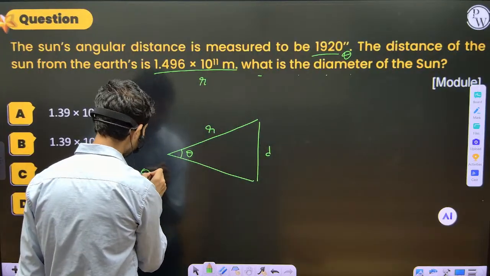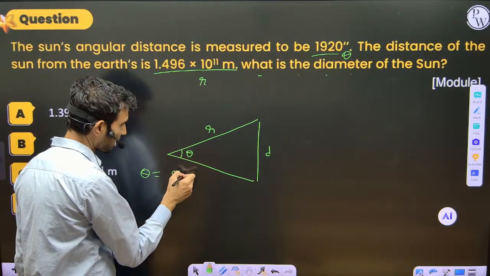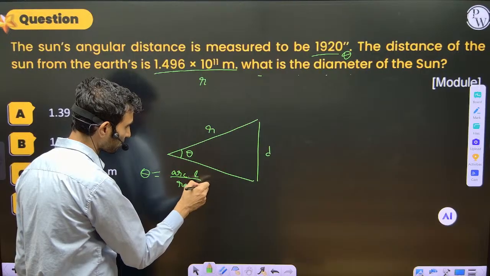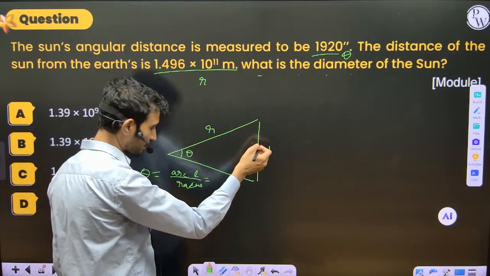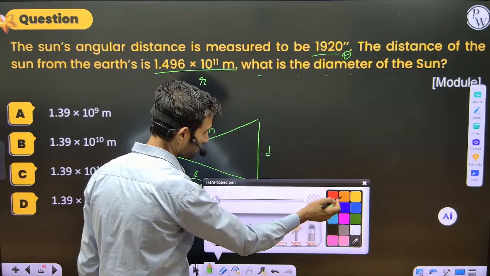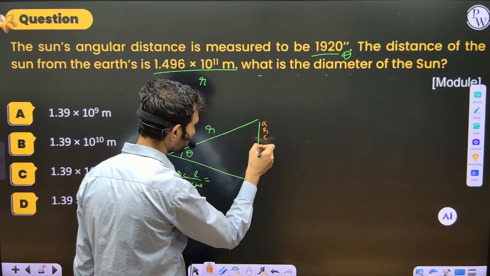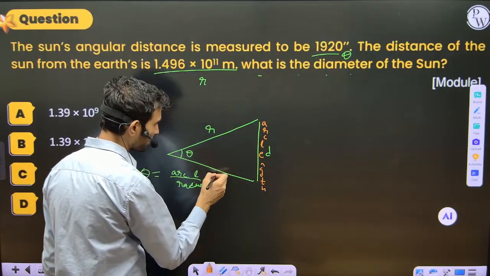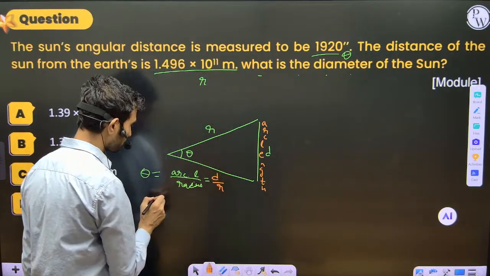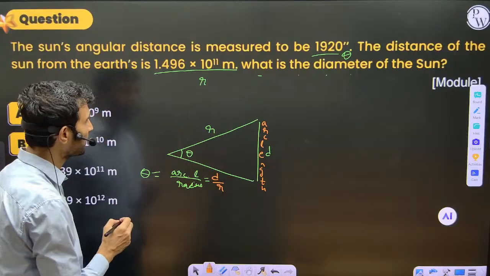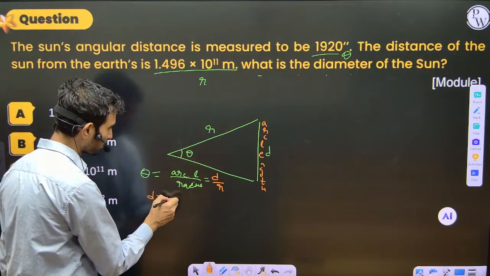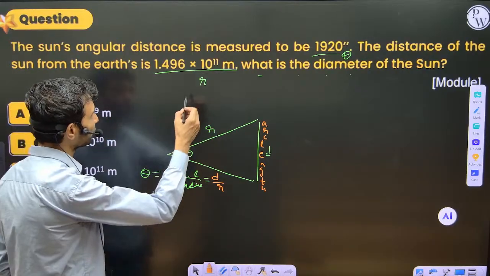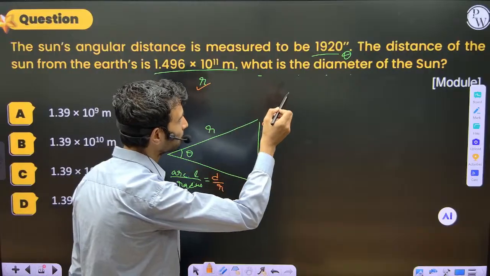And we again know theta is equal to what? Arc length upon radius. And you see this is the arc length again, like we did in the last problem, which is D upon R. So what is your diameter you have to find out? D is coming out to be R into theta. And R is already given to you, and theta is already given to you, right?